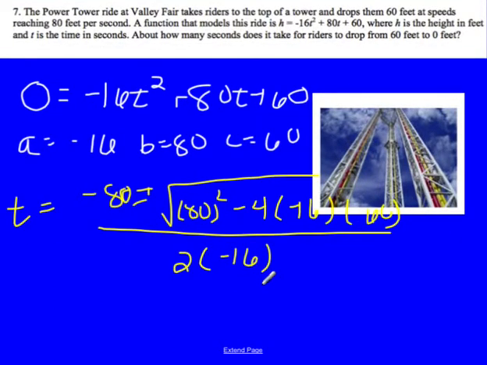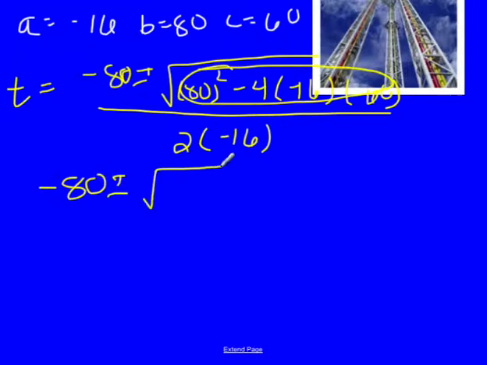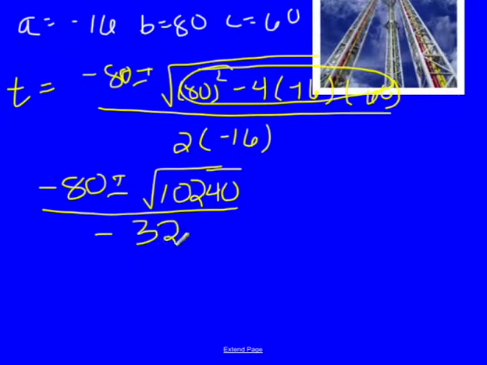So let's go ahead and simplify that out. The first thing we want to do is simplify underneath the radical. You're not going to actually type the square root in. You're just going to type what's underneath the radical. So in my calculator, I'm doing 80 squared minus 4 times negative 16 times 60. Do that in your calculator. Make sure you're getting the right answer. You should have gotten 10,240 underneath the radical, and all of that's being divided by negative 32. Now here's the deal. 10,240 is not a perfect square.